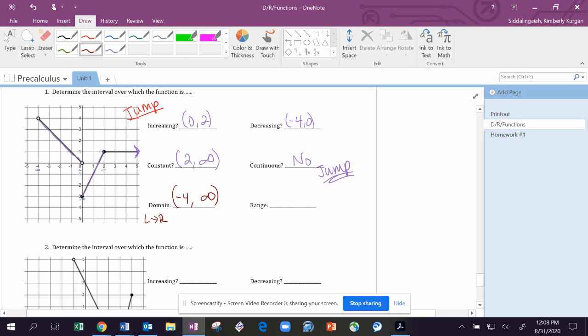Right, range is a little bit more interesting. So remember, range is bottom to top. So the bottommost part of our graph is that 3. And the 3 is a closed circle, so we're going to give it a bracket. As we go up, we have y values all the way up to 4. Once we hit that point, -4, 4, it's an open dot, so that's going to get a parenthesis. Let me rewrite that so it looks a little nicer. We have bracket 3, comma 4, parenthesis.